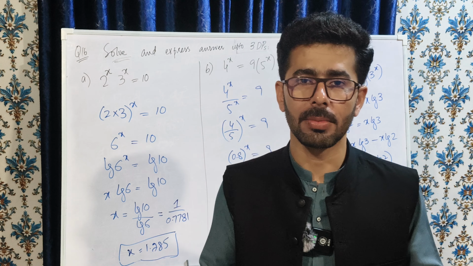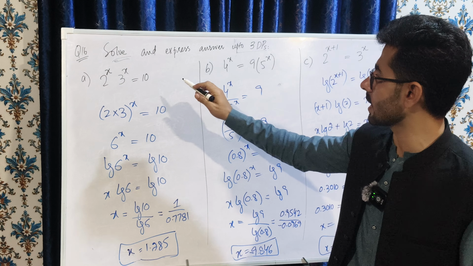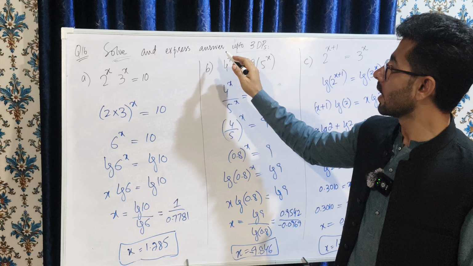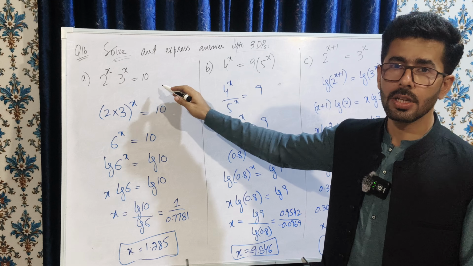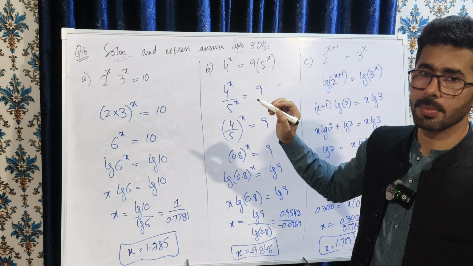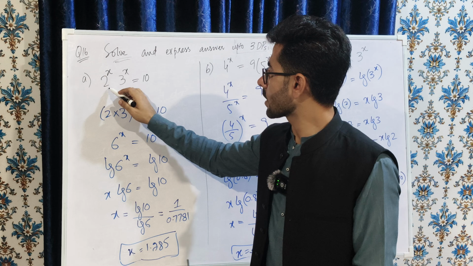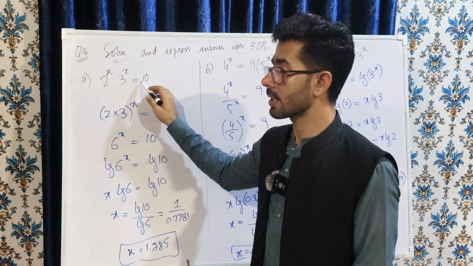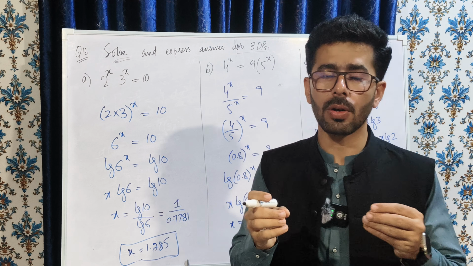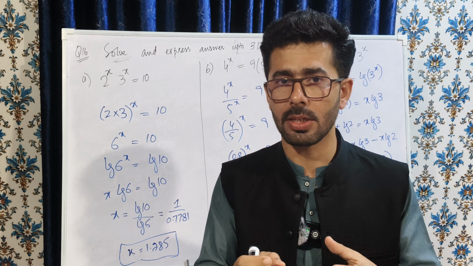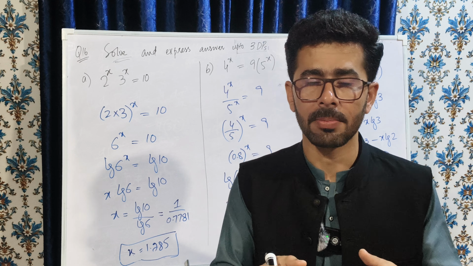Alright, let's solve question number 16 together. Question number 16 says solve and express the answer of these exponential equations best up to 3 decimal places. They have given us 2 power x times 3 power x equal to 10. Now that's a product of two numbers which have the same exponent, which have the same power.